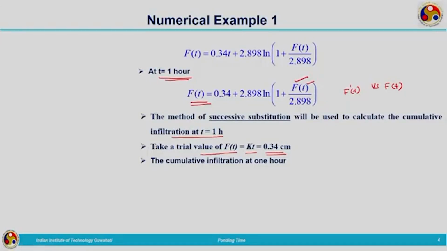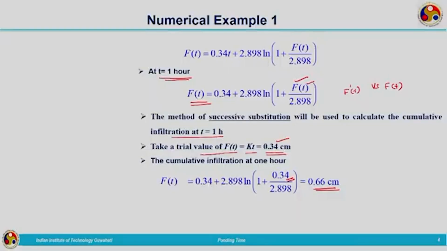So, cumulative infiltration at 1 hour with the assumption of F of t equal to 0.34 can be calculated by substituting in that equation. This can be calculated as 0.66 centimeters. So, we got the cumulative infiltration equal to 0.66 centimeters, but our assumption is 0.34 centimeters. So much of a difference is there between 0.34 and 0.66 centimeters. So, this process has to be repeated until we get both values the same.